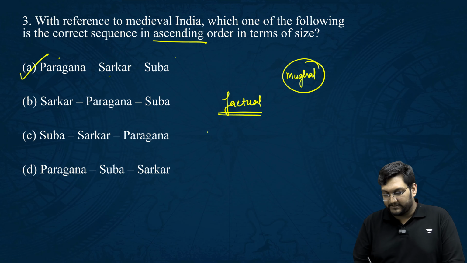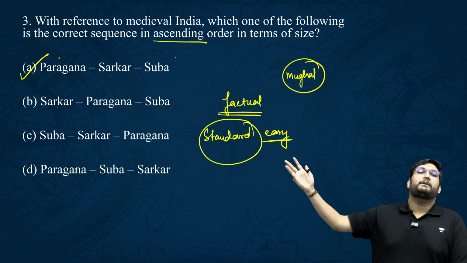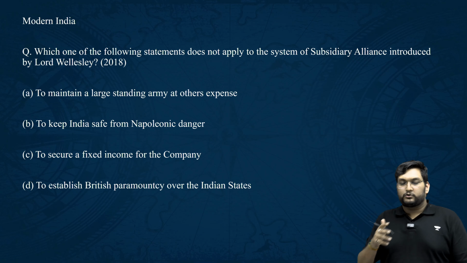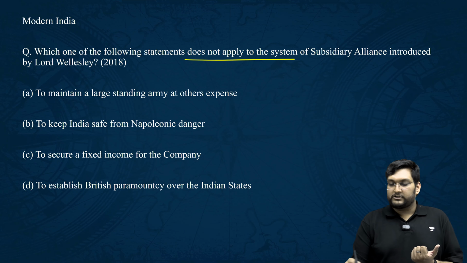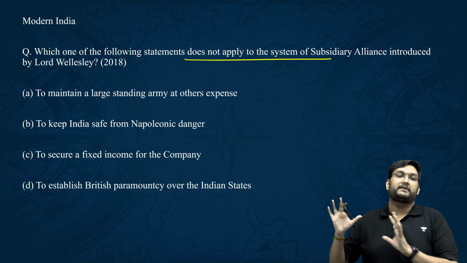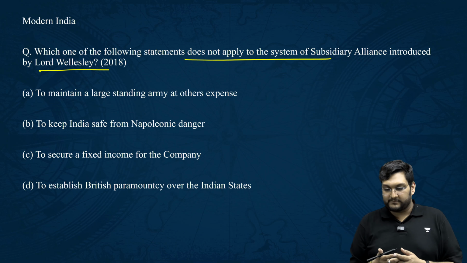This is a very standard question. It's a very easy question. But I am again trying to show you the spectrum of questions in that regard. If you go to modern India, again you get simple questions like this: which of the following does not apply to the subsidiary alliance started by Lord Wellesley, that is, what was not one of the purposes of the subsidiary alliance.